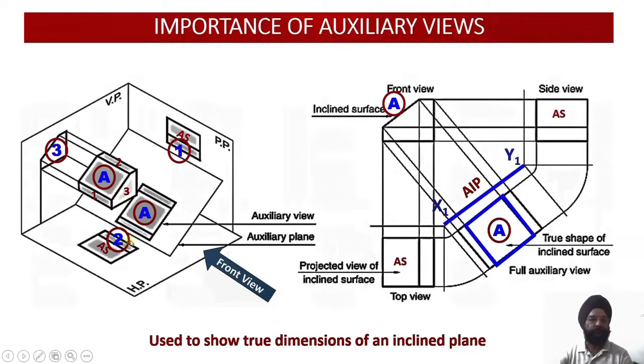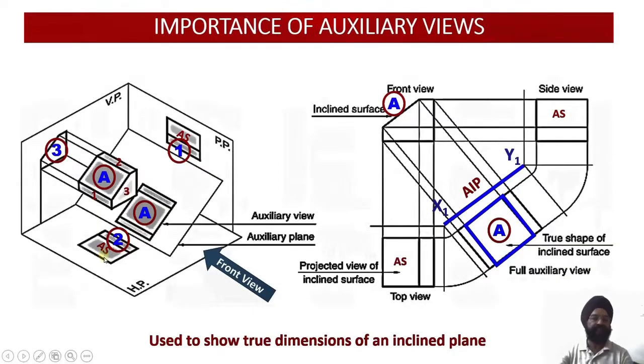But the problem lies here, because if I am looking from the top, this is an inclined surface which is inclined to HP. If the surface A happens to be inclined to HP, its projection on horizontal plane will be appearing to me as an apparent shape. So apparent shape will be smaller than the true shape of this particular surface. So this surface is not represented appropriately on the horizontal plane.